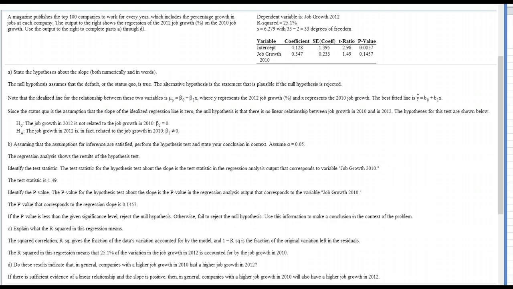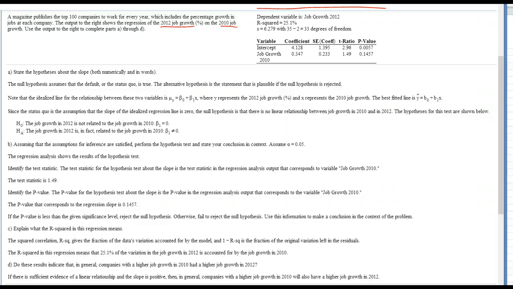A magazine publishes the top 100 companies to work for every year, which includes the percentage growth in jobs at each company. The output to the right, all of this data in this section, shows the regression of the 2012 job growth percentage on the 2010 job growth. We'll use this output to explain four parts.